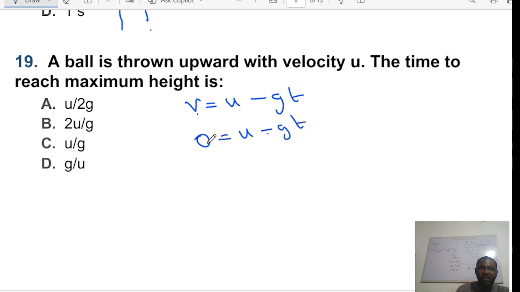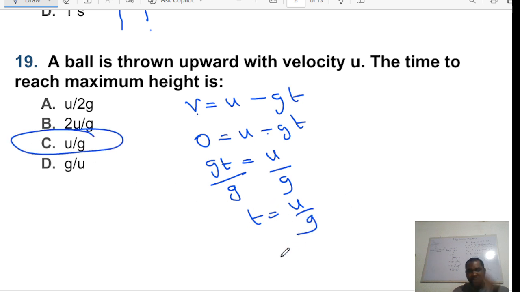If this crosses the equal sign, or you add both sides, you're going to get gt equals to u. And so to find the time, divide by g, so that means your t is simply u over g. You can always use this to solve questions. So your time is simply u over g. So C is the answer to that question. Quite easy, right?